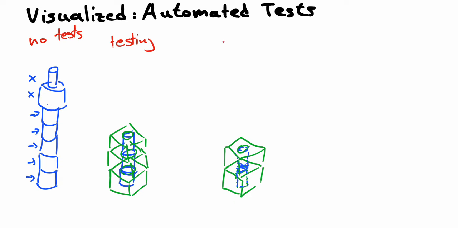And this is test-driven development. So you first start with the form and then you start with the cylinder. While in testing, you might, of course, have gray boundaries, right? In testing, you might first create the cylinder and then create some testing around it. And no test is like you just build the tower and hope everything works.